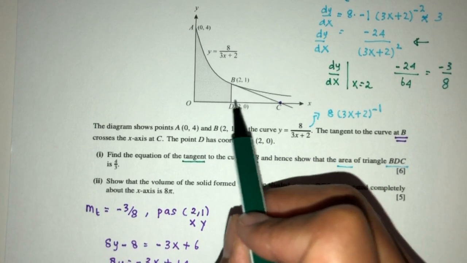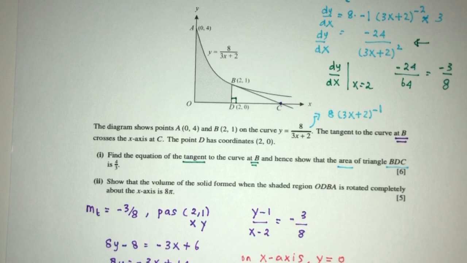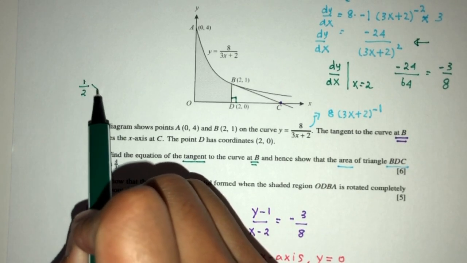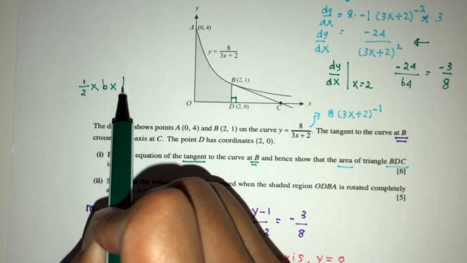We know this is a vertical line, so this has to be 90. Now how can you find the area of a triangle, or right-angle triangle? It is simply half times base times the perpendicular height.